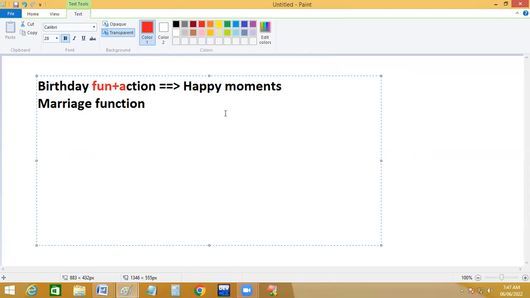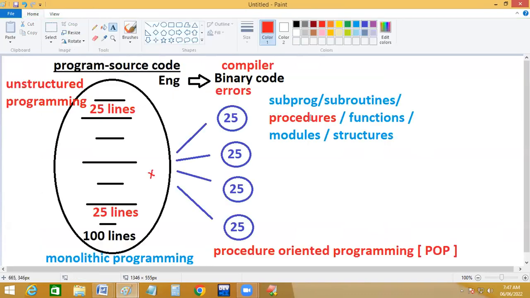Now tell me, guys, birthday or marriage. Even if it is a Hindu marriage or Muslim marriage or Christian marriage, they have a step-by-step process. There is a tradition or not. That means the marriage is going in a step-by-step manner. When it is going step by step, can I say it is a procedure? Procedure means step by step, or not? Here, marriage is also going in a step-by-step process.